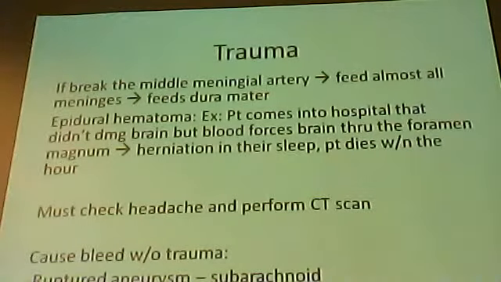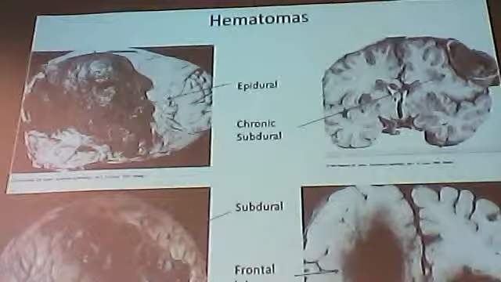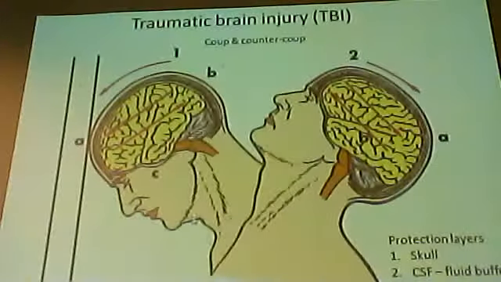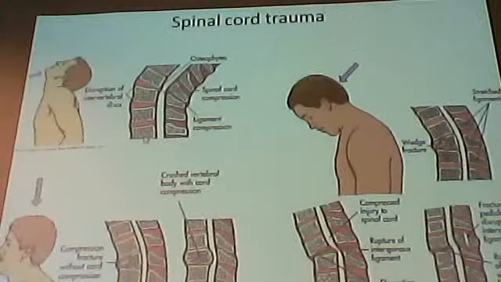And then a ruptured aneurysm could cause bleeding without trauma, and same with a parenchymal bleed that leads to a hemorrhagic stroke. So epidural hematoma, like epi, higher up. Traumatic brain injury: you've got a skull and the CSF as your two layers of protection.